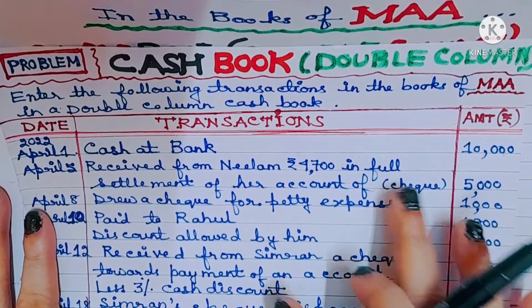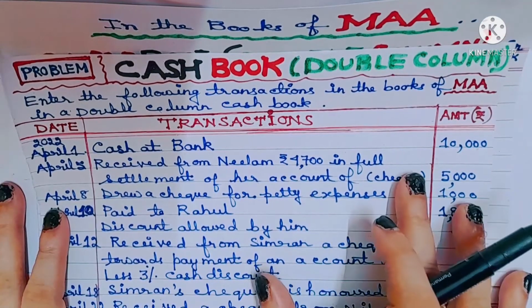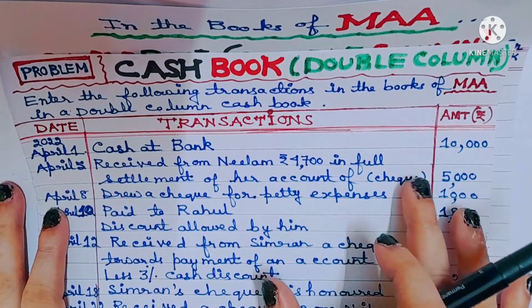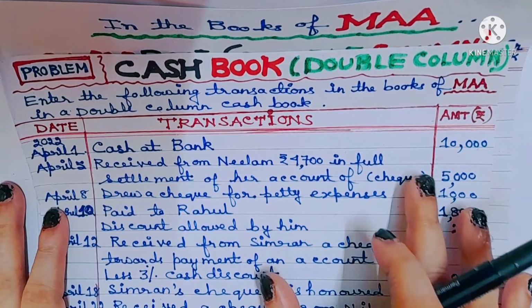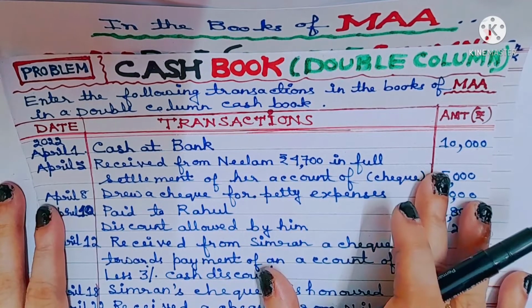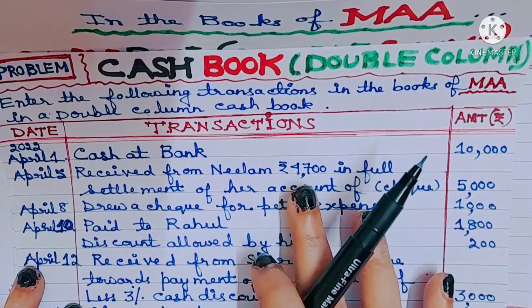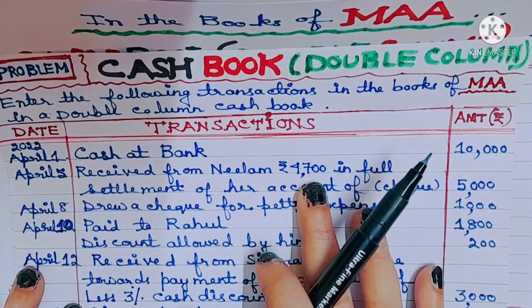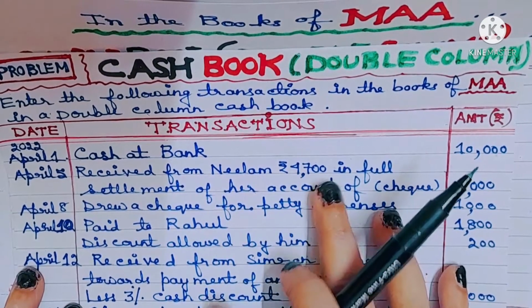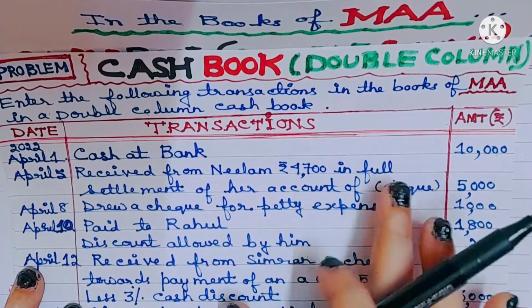So 300 she is getting less from Neelam. It's common sense that a discount of rupees 300 is allowed to Neelam by Ma. So what will be the journal entry? The journal entry will be bank account debit. How much? 4,700. Discount allowed debit 300.